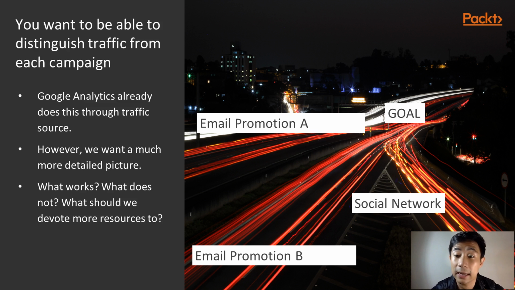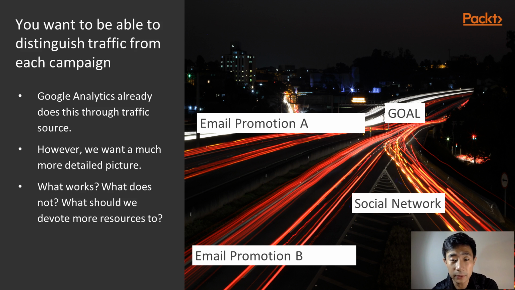And so one way that I'm thinking about this is, imagine this highway of people trying to get to your site, and that's our goal. There are three ways that they can get there. Maybe one is an email promotion. Let's call it email promotion A. There's also another, email promotion B, and then there's this effort that we've been chipping away at using social networks. Well, they all end up at our site. How do we distinguish these different sources? And especially, how do we distinguish between email promotion A and email promotion B?